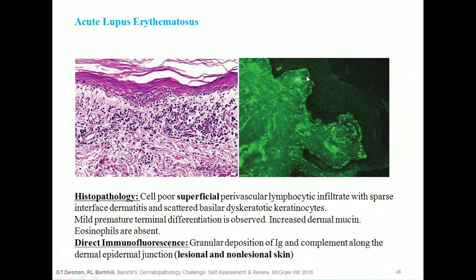On direct immunofluorescence, you're going to see a granular deposition of immunoglobulin as well as complement components along the dermal-epidermal junction, which basically indicates anti-nuclear antibodies being bound. And so basically, you will have a positive lupus band test. That's what's defined as a positive lupus band test, this granular deposition of immunoglobulin. It'll be seen in lesional and non-lesional skin in acute lupus or systemic lupus.